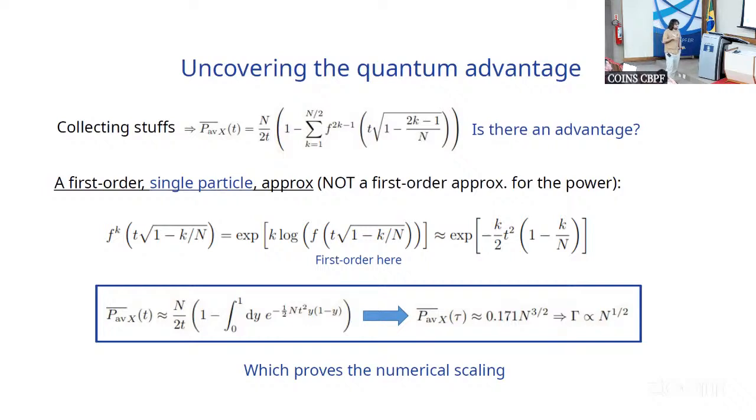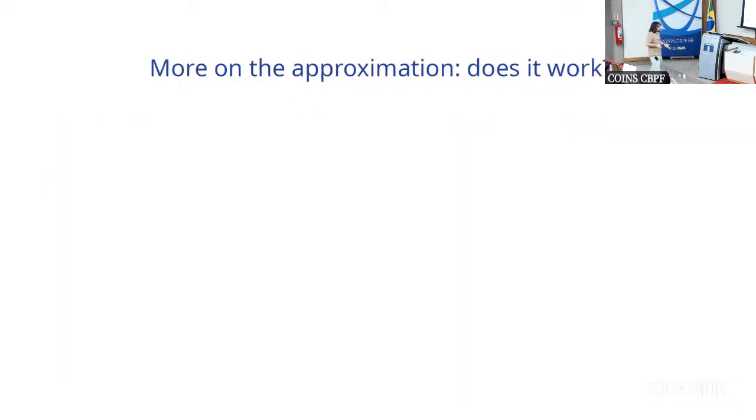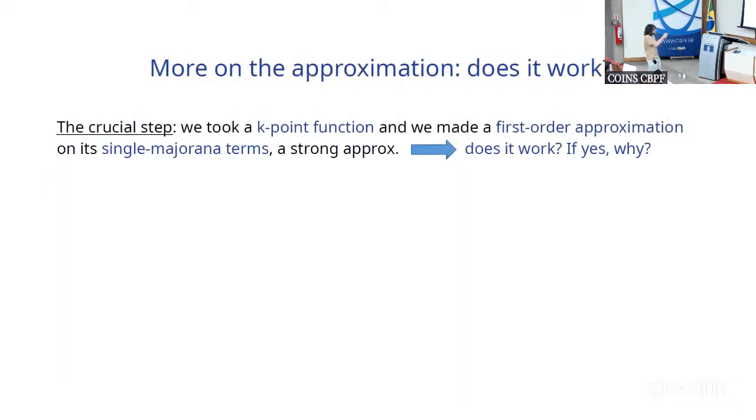However, we are physicists, right? So I guess a mathematician here will probably ask, okay, what is the rest of this truncation? I have no idea. So a mathematician will not be satisfied by this answer because I have absolutely no idea, a priori, if this approximation is good or not. So here, the best we can do is, again to emphasize, the crucial step was to take a k-point function and do a first order approximation on its single Majorana term.